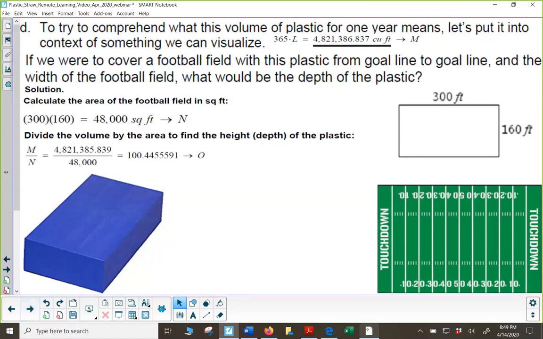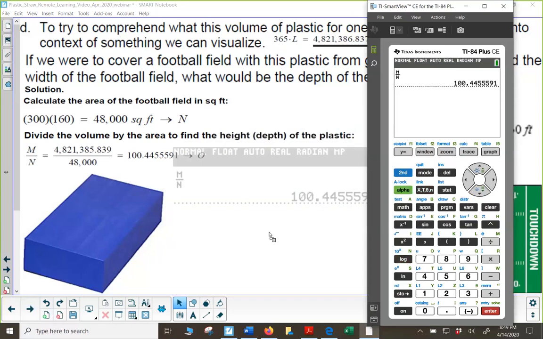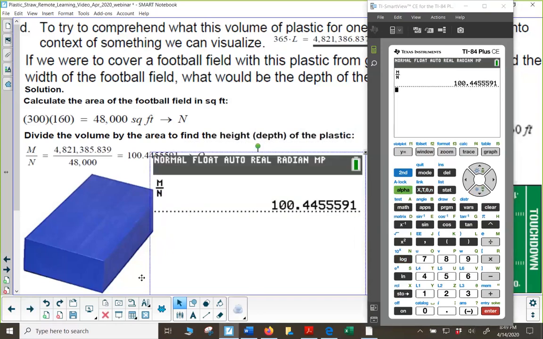Again, I'll bring up the calculator, and I'm going to press clear since this is our big answer here. So again, getting the fraction, alpha M divided by alpha N, and it's about 100.5 feet high.